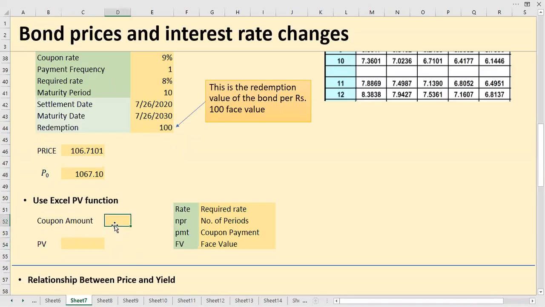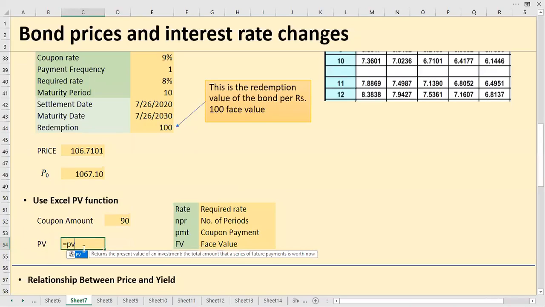How do you calculate the coupon amount? Our redemption value or the face value is equal to 1,000 rupees, and our coupon rate is equal to 9%. So I am going to multiply 1,000 by 9%. You get the coupon amount, 90 rupees. Then I'm going to straight away apply this formula.